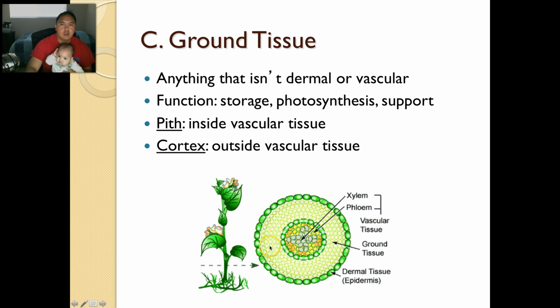And the last part's the ground tissue. If you think about it, if it's a donut, the ground tissue is like the actual donut. It's not dermal, it's not vascular. Anything that's not dermal, not vascular, they call that ground. Its function is storage, it also gives support, and it also does photosynthesis. The pith, they call that the inside vascular tissue, and they call the cortex the outside vascular tissue.